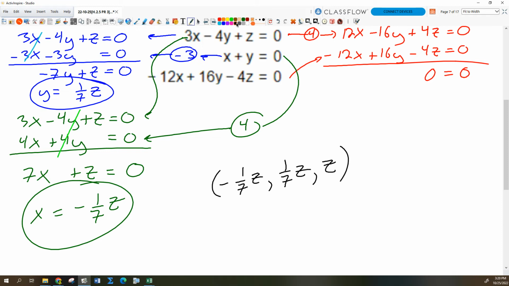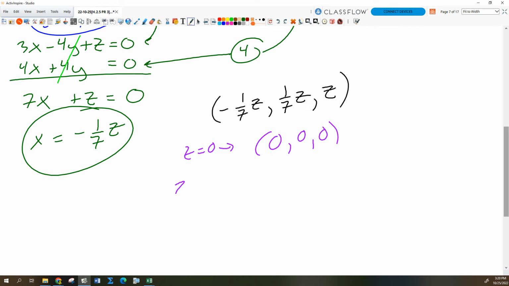So I could pick a value like, let's just pick z equals 0. If z is 0, I get the ordered triple 0, 0, 0. So it's on the origin. If I pick a different value of z, like what if I pick 7? That's going to give me negative 1, 1, 7. Connect those 2 points in space, and that's my line. So if I pick 14, I would get negative 2, 2, and 14.